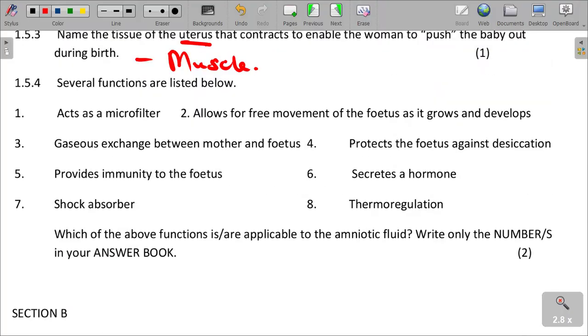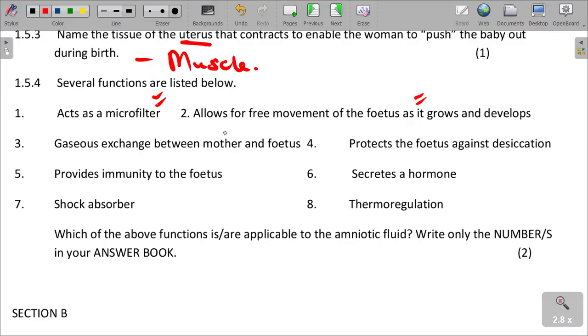And then several functions are listed below. We are given several functions that are listed below. And then the question is saying, X, as a microfilter, allows for free movement of the fetus as it grows and develops.